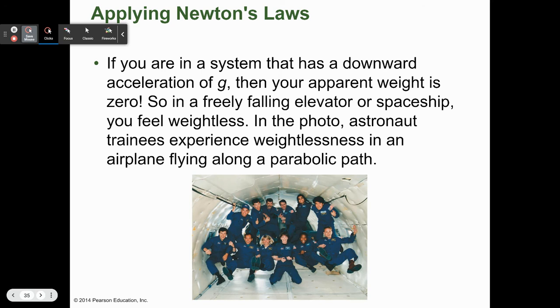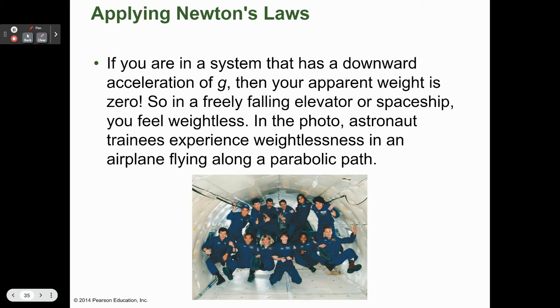Also, this is what happens when we model free fall, or when an object is in free fall, or when we model weightlessness or try to get to that weightlessness of space. They do that by basically going up in an airplane and then letting the airplane drop really fast. When that happens, your apparent weight is zero, so you go weightless. They do that to get prepared for space because that is a weightless environment.